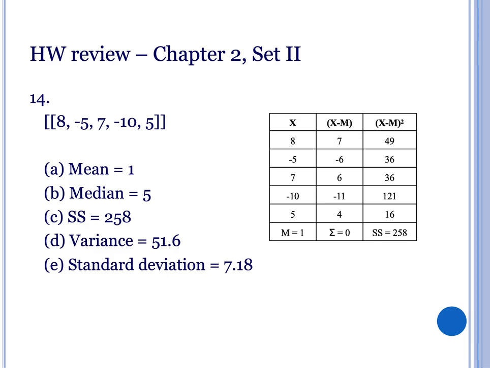Number 14, again, we're just doing the same sort of thing, but we've got, once again, a smaller data set. 8, -5, 7, -10, and 5. Why did I put 2 brackets around those? I don't know.